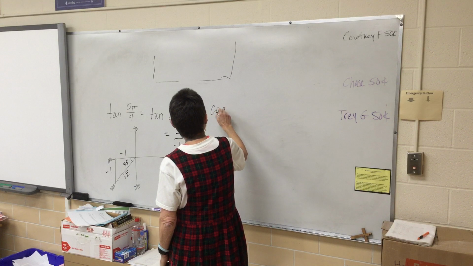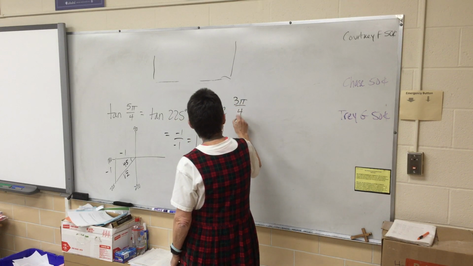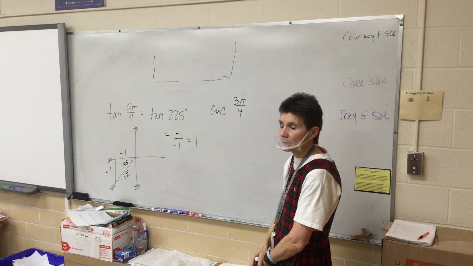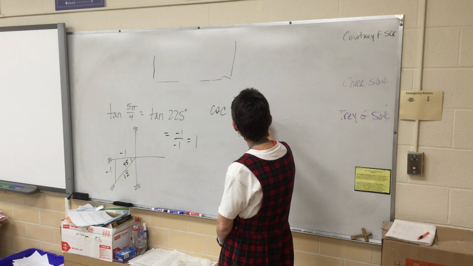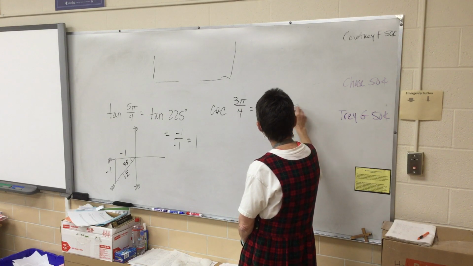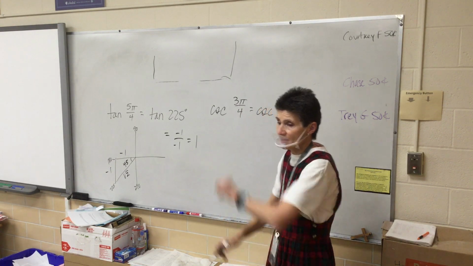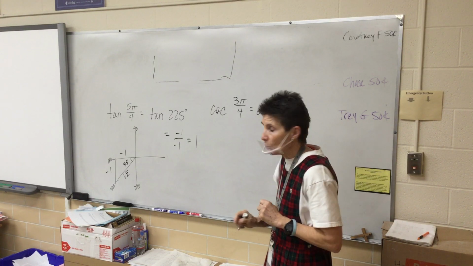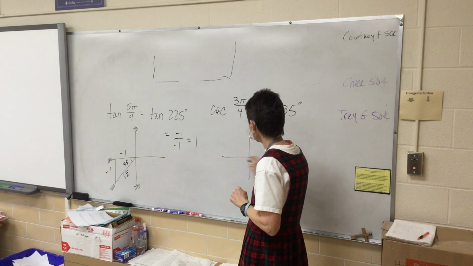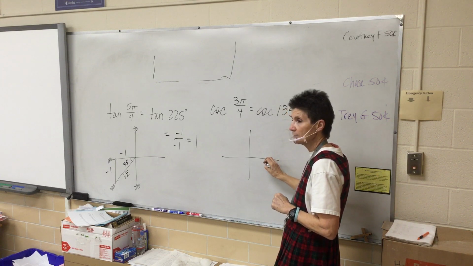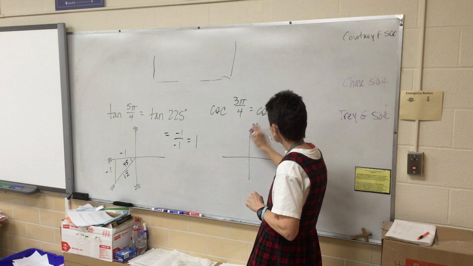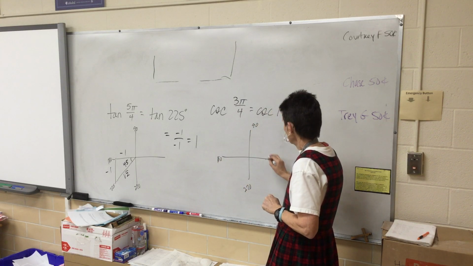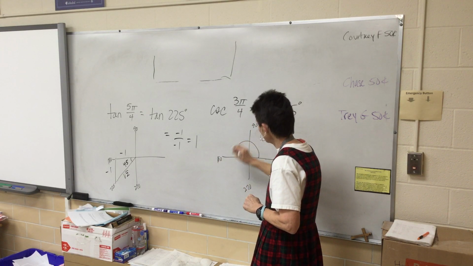Cosecant 3 pi over 4. That's 135. Now please do not stop there. That's step 1. Now you got to draw it. So where are you going to draw 135? Remember, you're starting here and you're going this way. So where are you going to draw 135? It's going to be right here, isn't it?